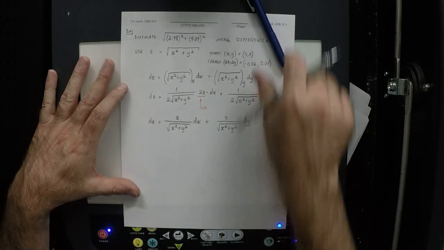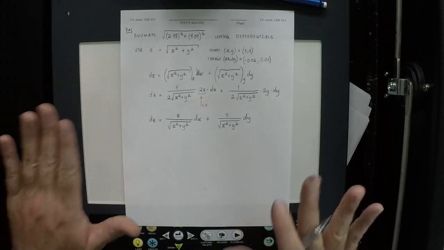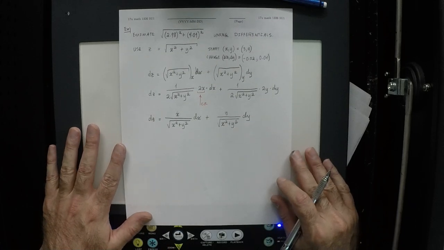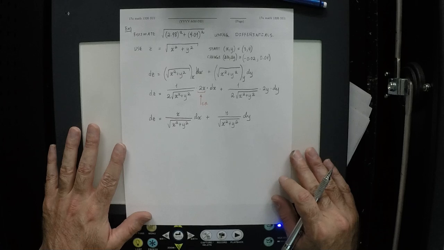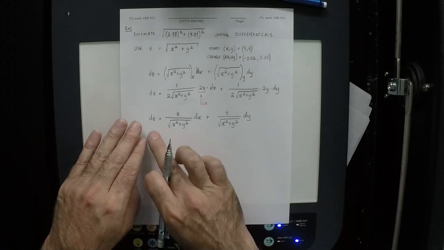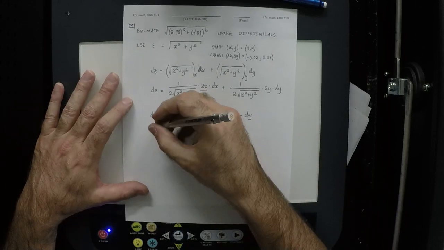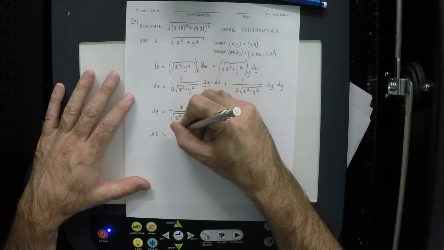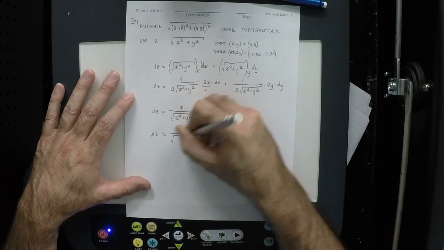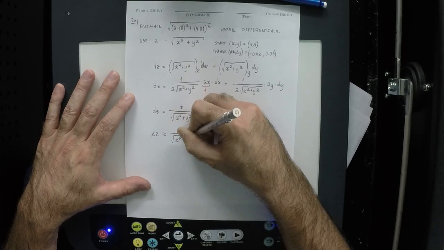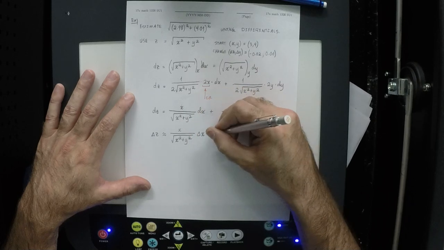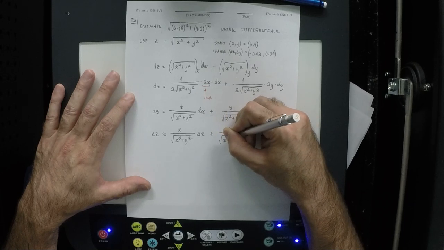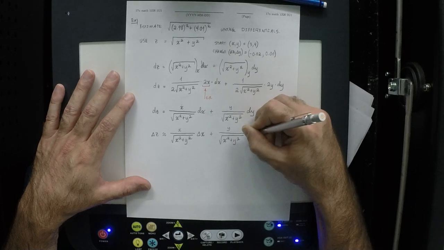Okay. So what we want to do is we want to approximate. So how do we get the approximation equation? Yeah. To convert the d's, the Latin d's, to Greek d's, deltas. So delta z is approximately x over square root x squared plus y squared delta x plus y over square root x squared plus y squared delta y.